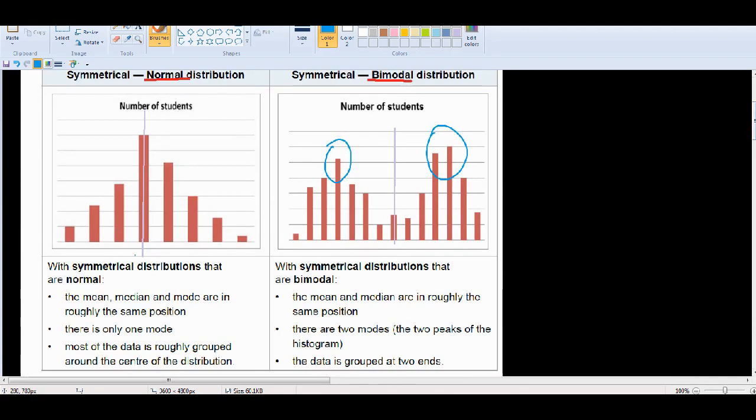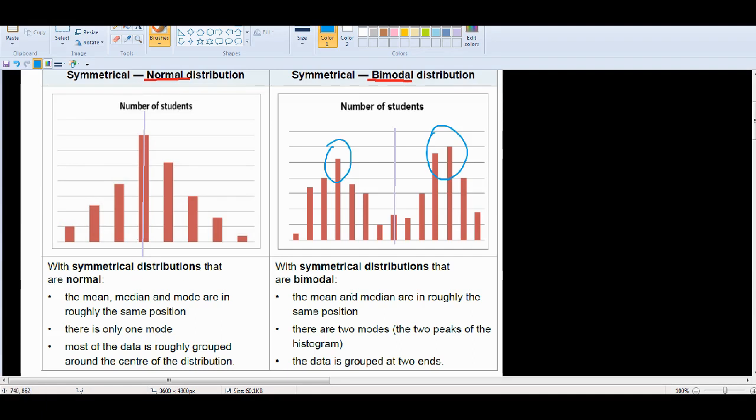For the normal one, there are three features. The first one, the mean, median, and mode are roughly in the same position. They're very close, and they should be around the middle part of the data. Also there's only one mode, and it will be at the center. Most of the data is roughly grouped around the center of the distribution. That's quite obvious, right?